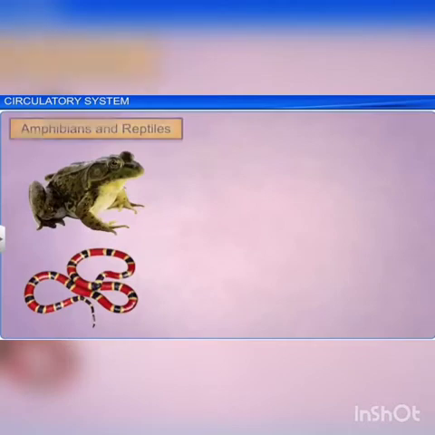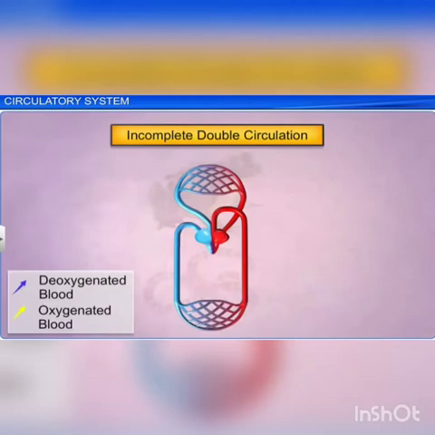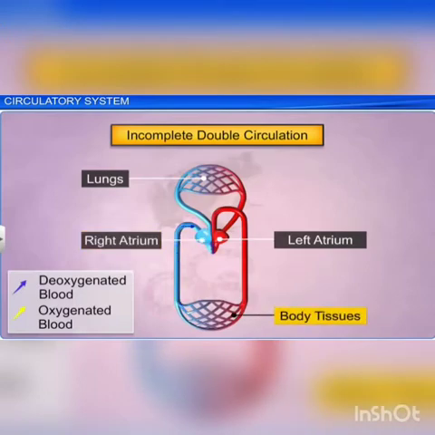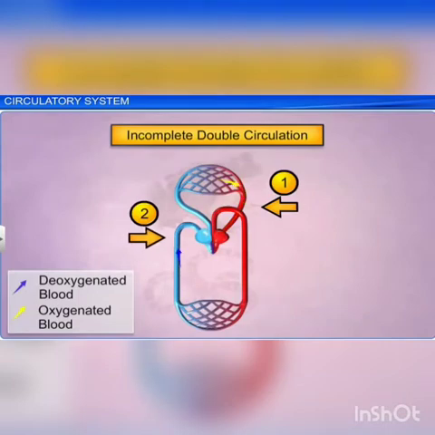Amphibians have two auricles and one ventricle and no interventricular septum, whereas reptiles except crocodile have two auricles and one ventricle. An incomplete interventricular septum is present. Thus, mixing of oxygenated and deoxygenated blood takes place in the ventricle. This type of circulation is called incomplete double circulation. Here, double circulation takes place, but the interventricular septum is incomplete, so it is called incomplete double circulation.